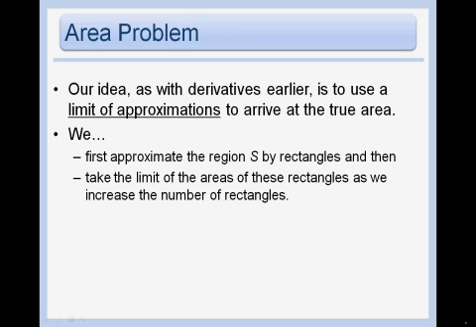Our idea, as with derivatives earlier, is to use a limit of approximations to arrive at the true area. So what do I mean by that? Just like when we were doing derivatives, we first approximated the derivative and then we were able to find it. So now we're going to go backwards. We're going to first approximate the region S by rectangles, and then we're going to take a limit of the areas of these rectangles as we increase the number of rectangles.